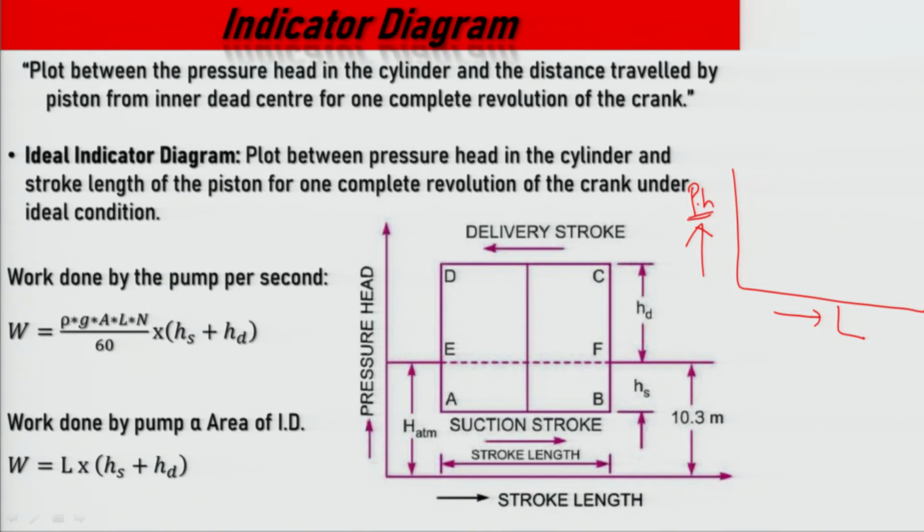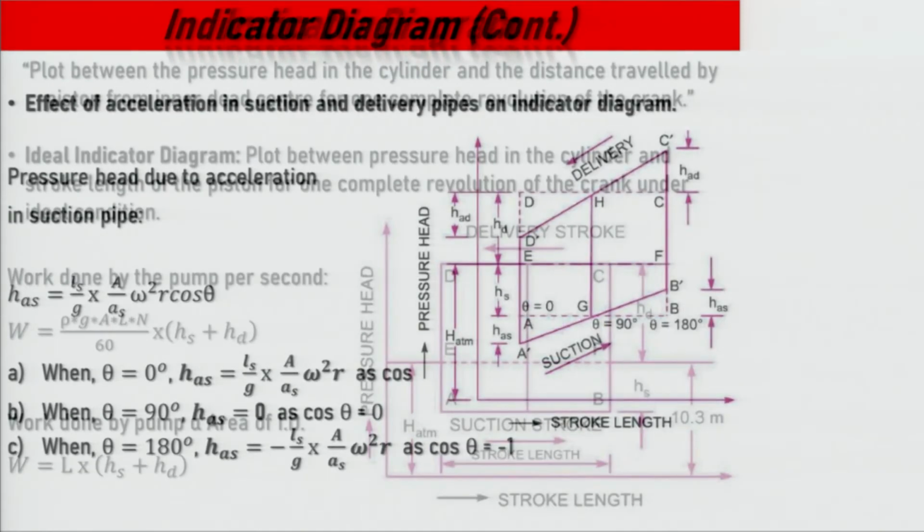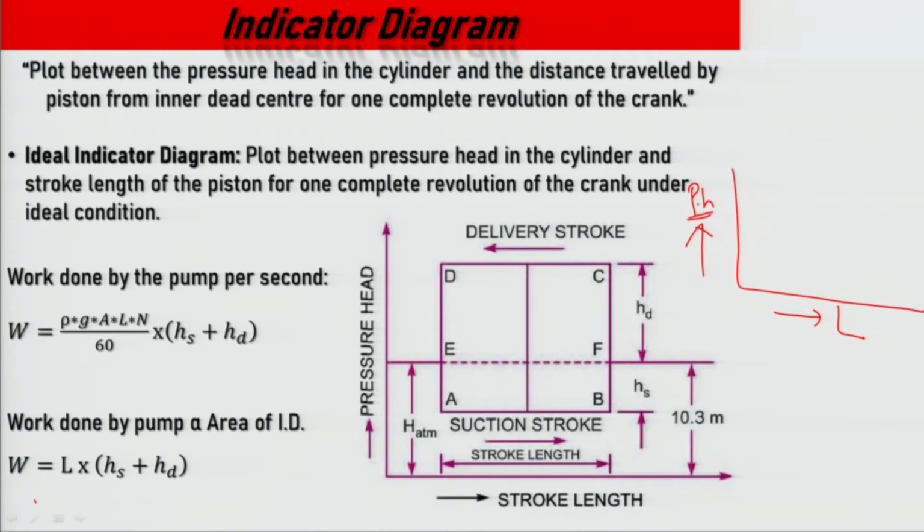So, in the ideal diagram, we assume that this H s is constant. The liquid pressure during suction is below the atmospheric pressure, and this is represented by a constant line. One line is the atmospheric pressure line, H atmospheric.